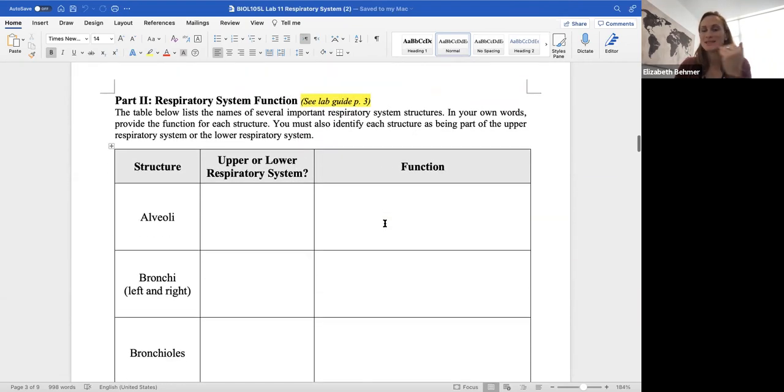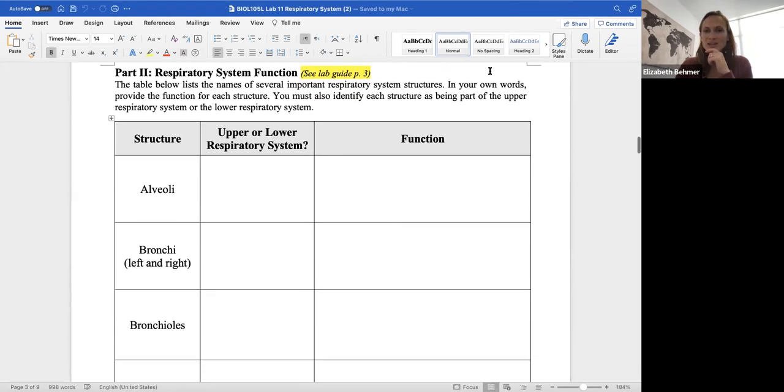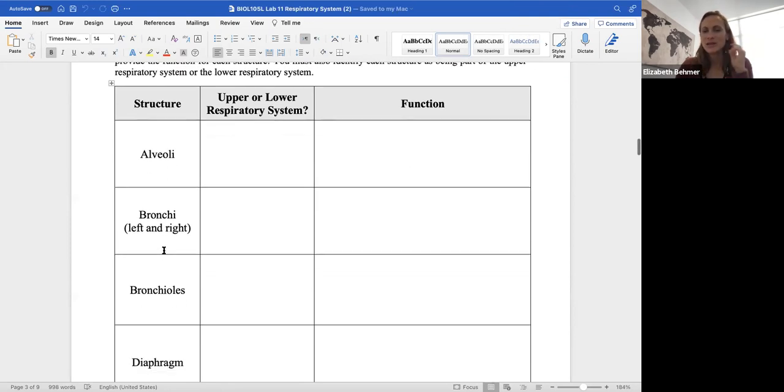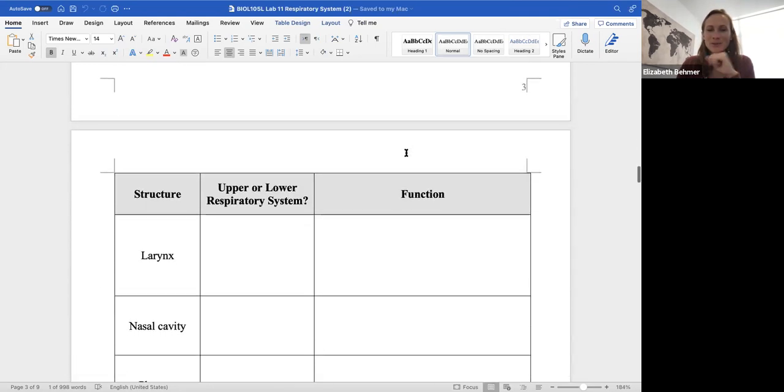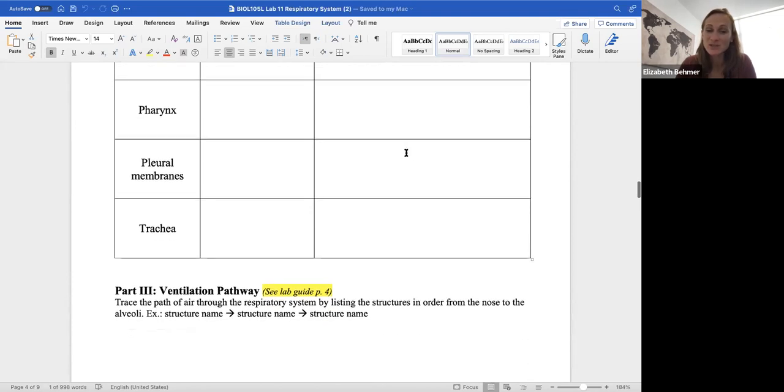And then you'll use this table to describe the function of those anatomical structures. So try to use your own words to describe the functions of these different structures. It gives you the structure, and then you need to tell me if it's in the upper or the lower respiratory system. And again, you can use lecture notes, your textbook, other sources for that. We divide your respiratory system into the upper half and the lower half. So you need to let me know which structure is in which part of the respiratory system, and then use your own words to describe its function. All right, so you have a couple pages of describing the function of the structures.